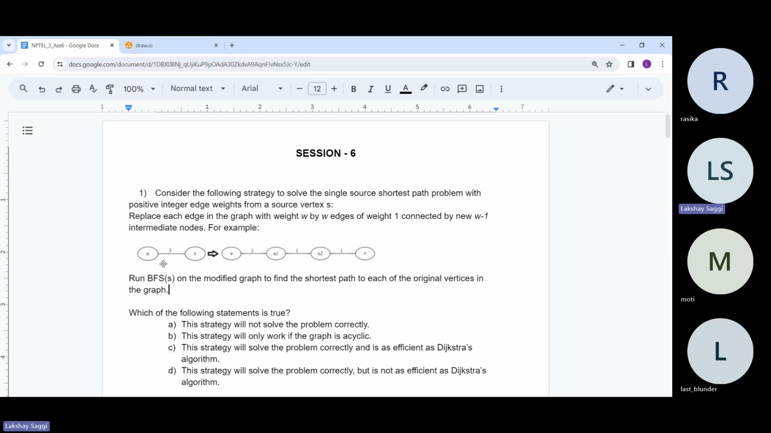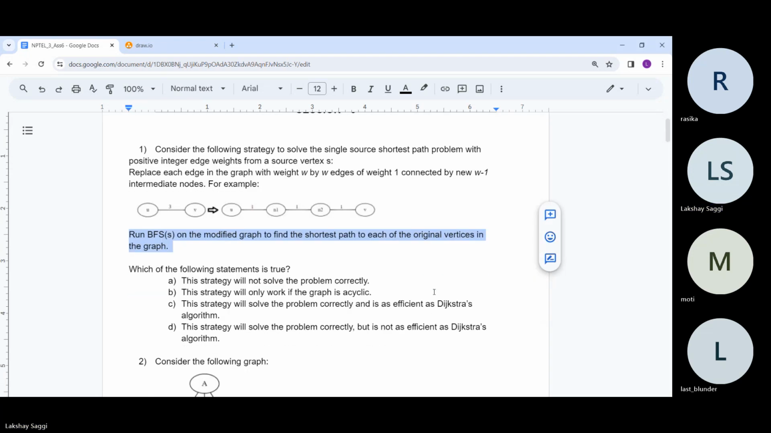And now the problem says, as we know, in the unweighted setting, to find the shortest paths, we just need to run BFS. So convert this into the unweighted setting where all edges have weight 1, and then just run a BFS on the modified graph to find the shortest path.